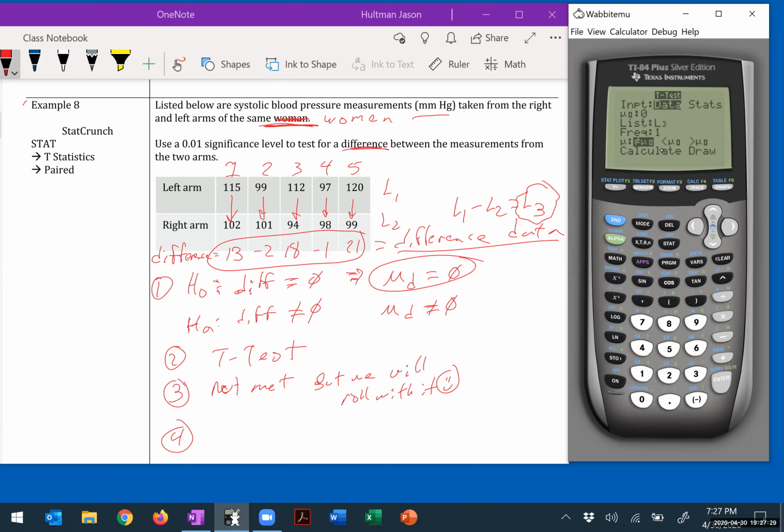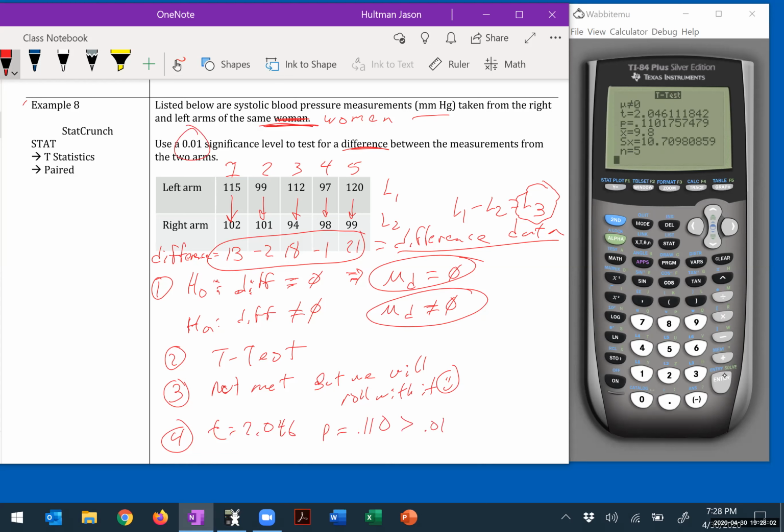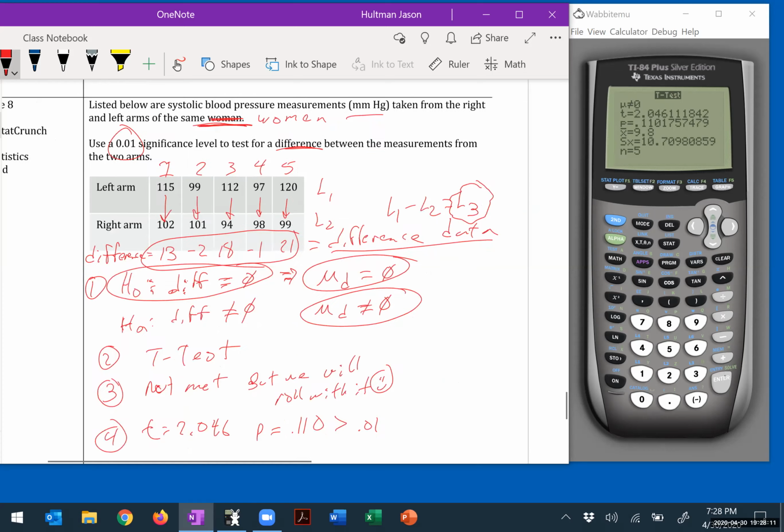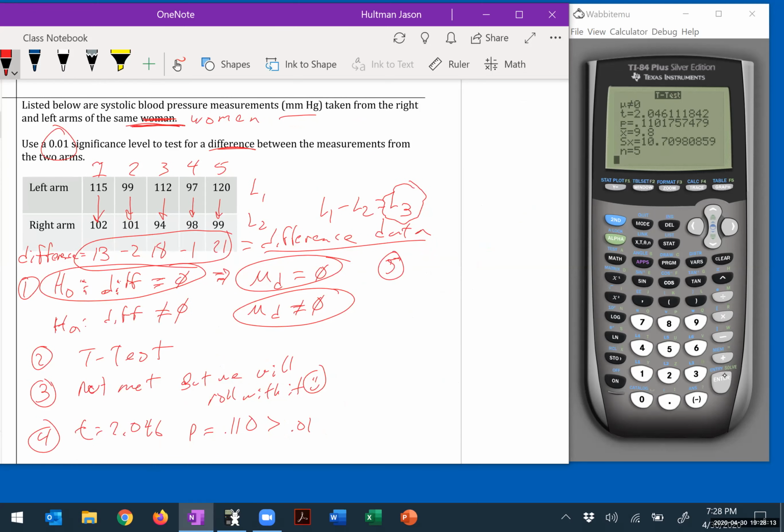And then mu is the difference is not equal. That's the alternative, not equal. And then I'm going to hit calculate. And this tells me that I have a t-score of 2.046 and a p-value of 0.110, which is greater than my significance level, which is 0.01. And so what do we do? I accept that there is no difference, just like before. So we accept that there is no difference here.